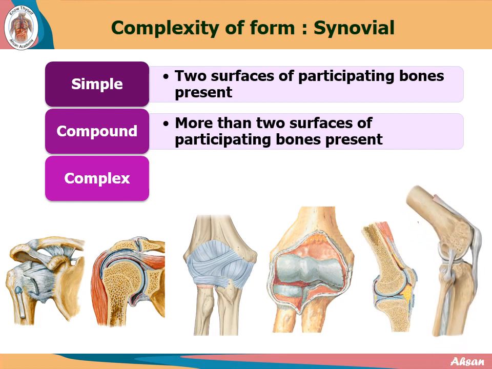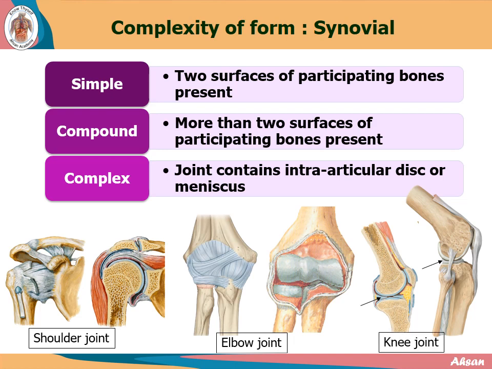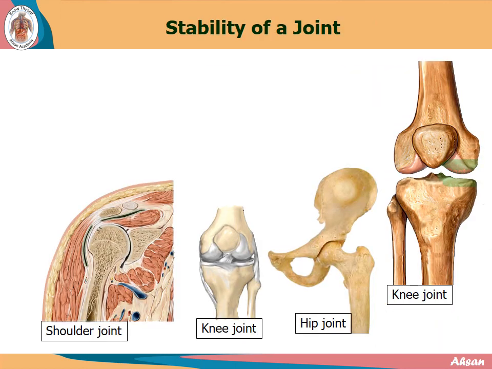Complex means there is some disc inside the joint. Interarticular disc means, as an example, we can say the meniscus of the knee joint, which can separate the joint totally or may separate it partially. In either case, the joint is called complex. So we can give examples. Shoulder is the simple joint, elbow is the compound joint, and knee is the complex variety of synovial joint.